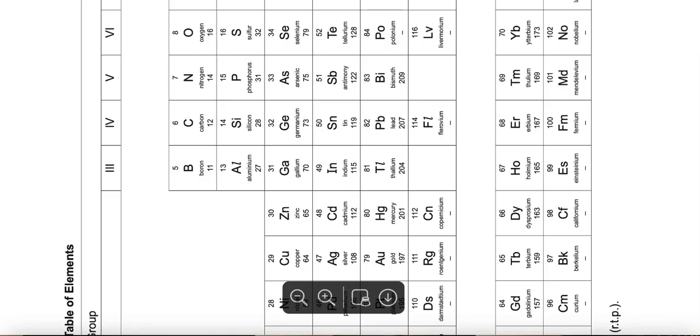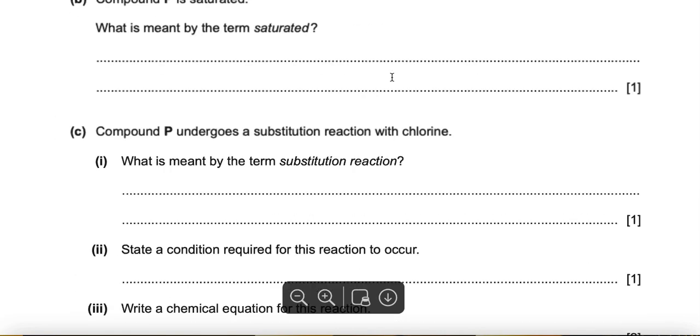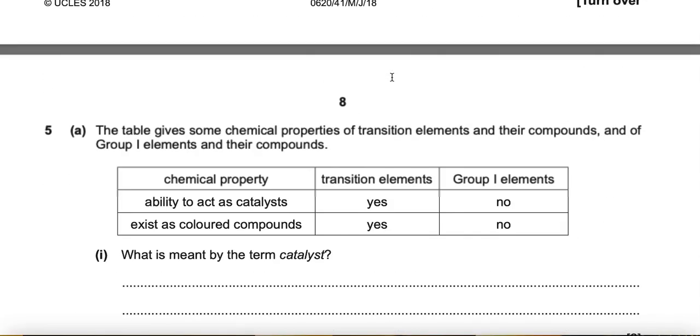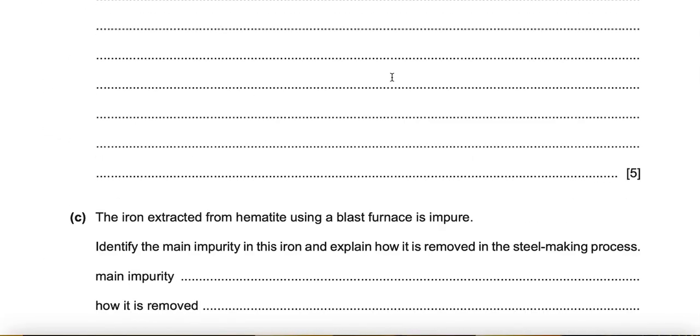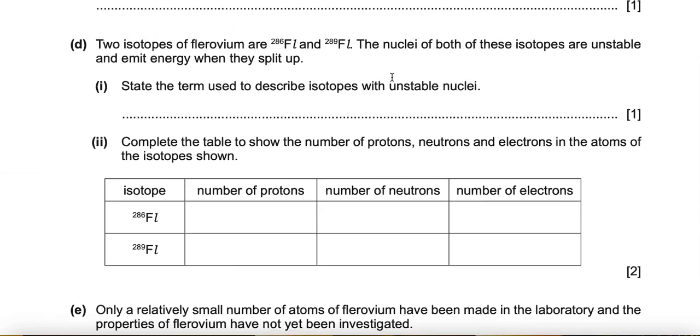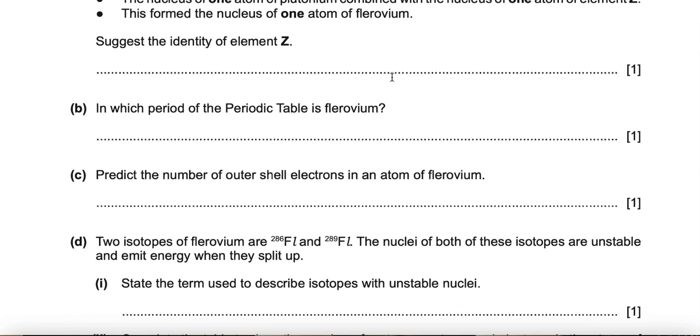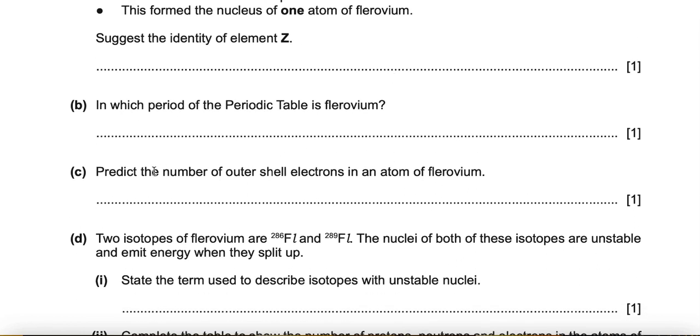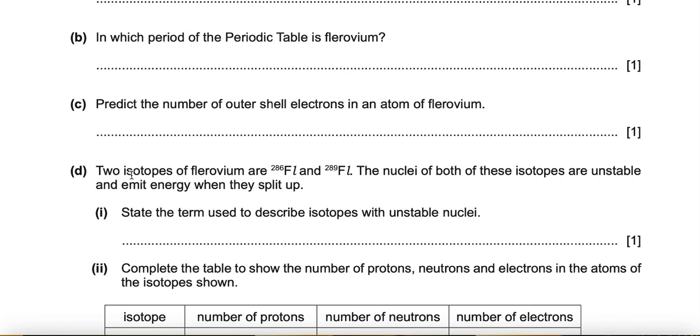So you do that, you get the mark. Now let's go quickly. This type of question, you just use your periodic table to answer. So the number of outer shell electrons in the atom of flerovium is 4 because it's in group 4. Now, two isotopes of flerovium, flerovium-286 and flerovium-289.